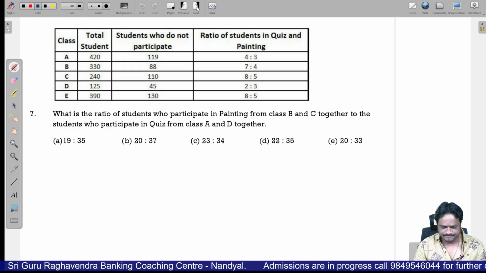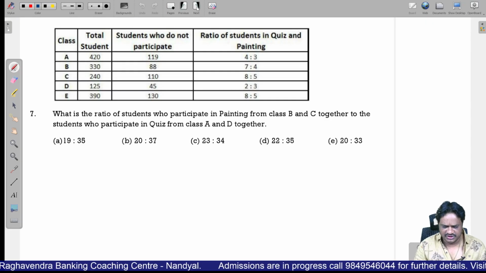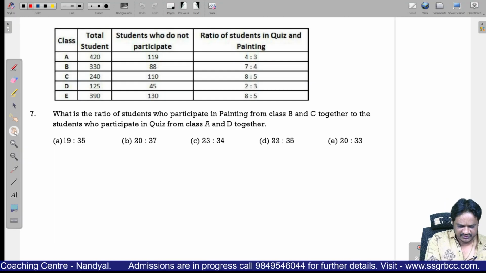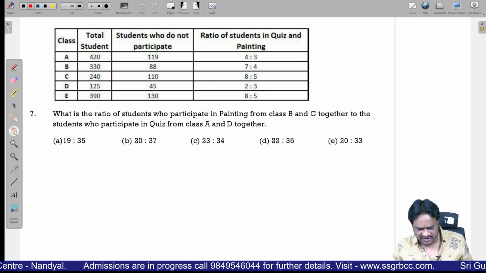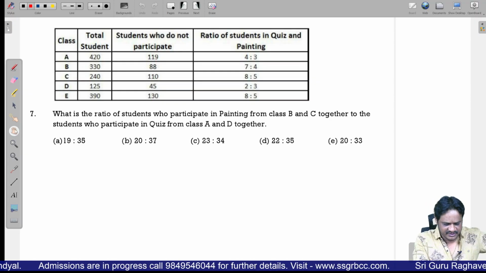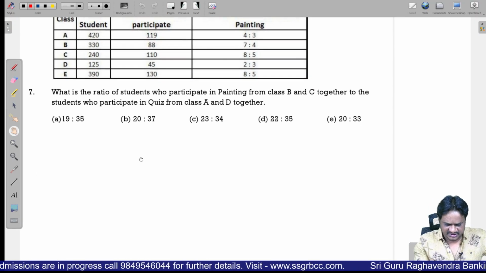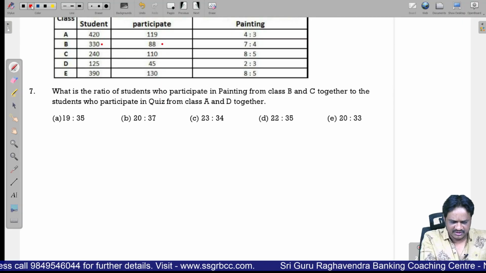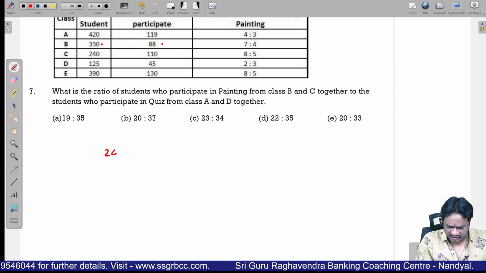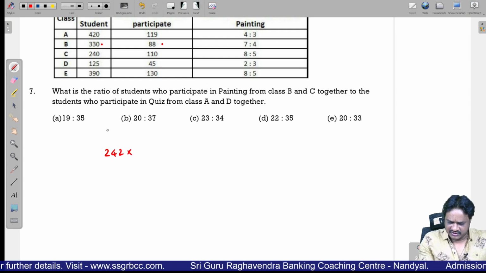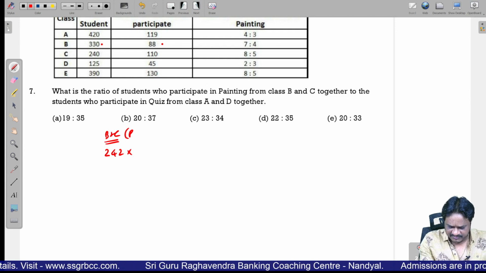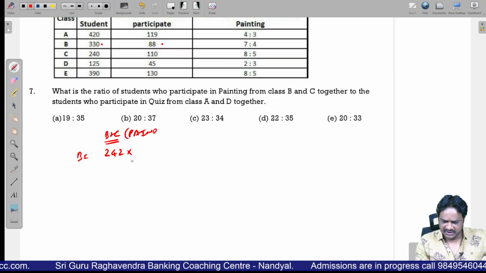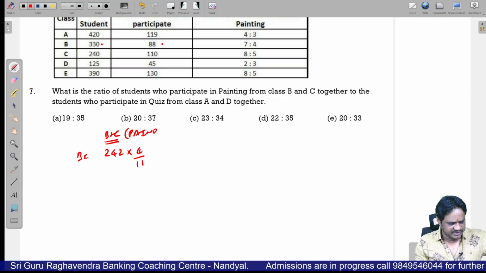Next one. What is the ratio of the students who participate in painting from B and C to that of quiz of A and D? We have to take painting of B and C. Let us do this one. B painting. Out of 330, 88 are not participating. So 242 are participating. So we have to take B plus C painting. I am calculating B. Painting will be 4 by 11.